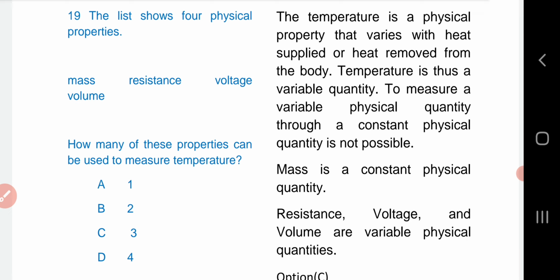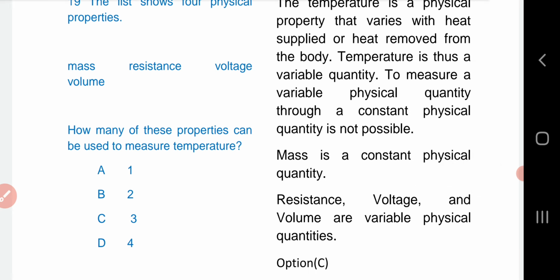Mass is a constant physical quantity, so it cannot be used to measure the variable physical quantity. Whereas resistance, voltage and volume are variable physical quantities. And the answer is option C.